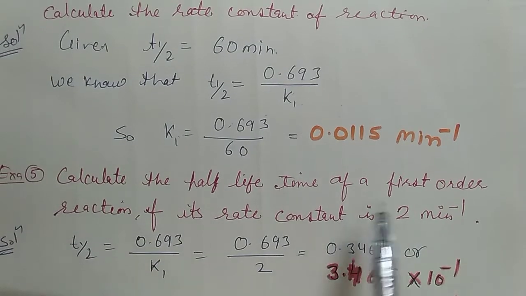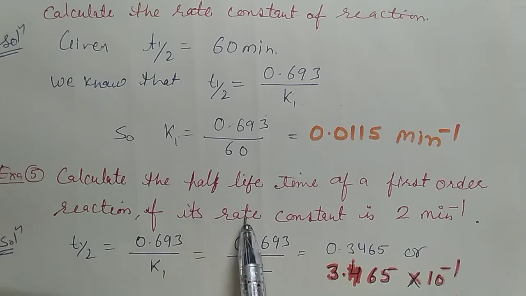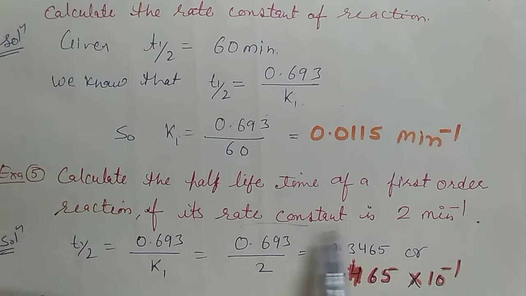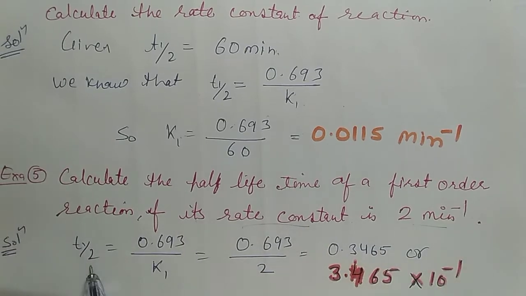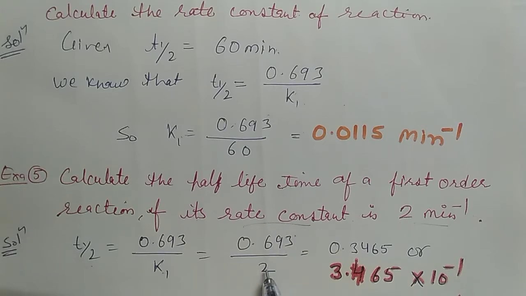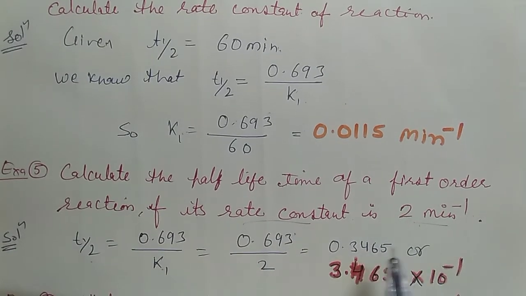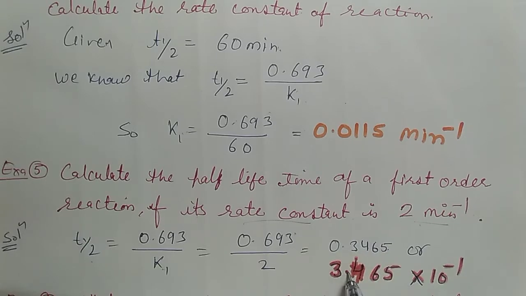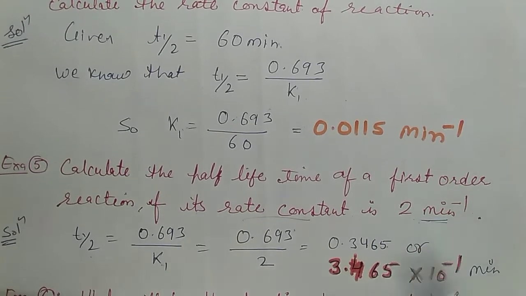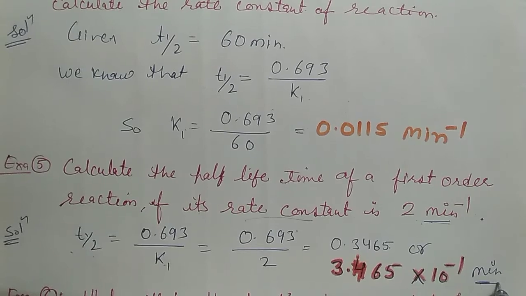Same, next example. Calculate the half-life time of a first order reaction when its rate constant is 2 minute inverse. Rate constant means K1 is given. T half is equal to 0.693 upon K1, or 0.693 upon 2. So the answer will be 0.3465 minute, or 3.465 into 10 to the power minus 1 minute. Okay, K is in minute inverse, so T half is also in minutes.